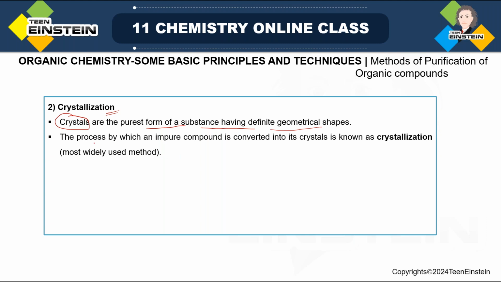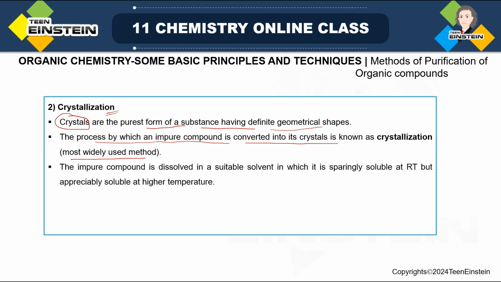But what is crystallization? The process by which an impure compound is converted into its crystals is known as crystallization. Now for solid organic compounds, this is the most widely used method. Because the previous method is good and easy to do, but it is not necessary that you will always get a sublimable solid compound. Then what to do? If it is not sublimable, but it has crystal nature, you can do crystallization. So it is the most widely used method.